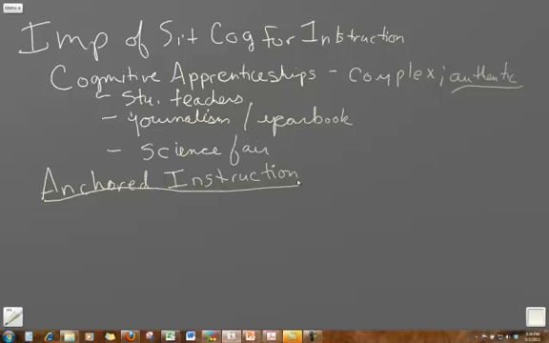Okay, and so they came up with something they called the Jasper Woodbury problem-solving series. The idea was that there were a bunch of complex problems that were posed on a video disc. These were all recorded, and teachers could purchase these video discs, and students could get right there in a virtual environment trying to problem solve with Jasper Woodbury.